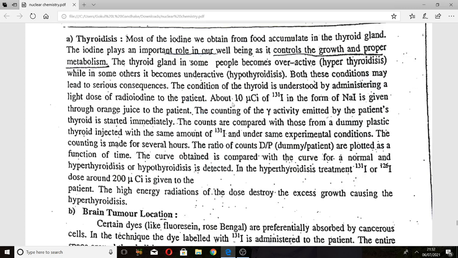The condition of the thyroid is understood by administering a light dose of radioiodine to the patient. About 10 microcurie of iodine 131 in the form of sodium iodide is given through orange juice to the patient. The counting of gamma activity emitted by the patient's thyroid is started immediately.